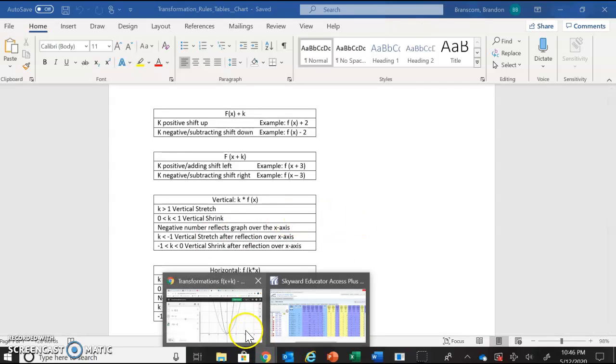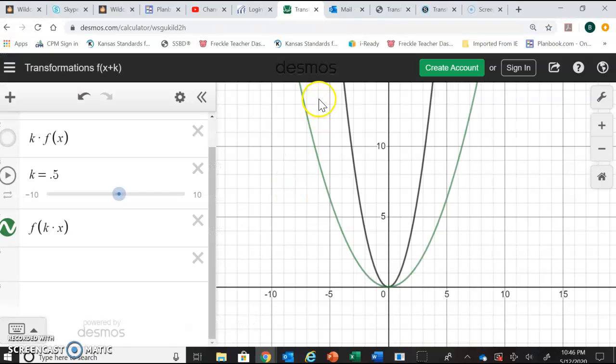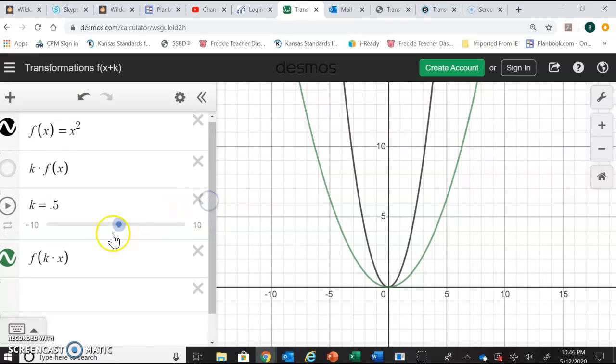Okay, and I will try to do as much explaining during the next live time as I can, but that is everything I have for you over the transformations. This review of k times f of x and your new transformation today, f of k times x in the parentheses.